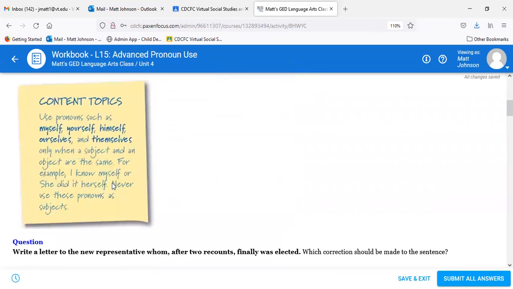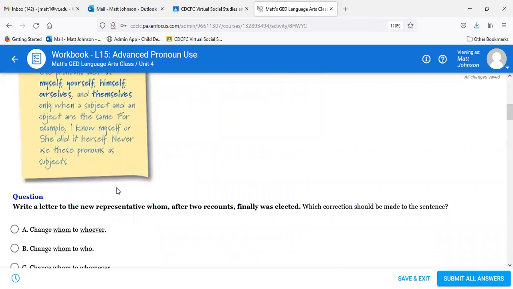So on to our content topics. Use pronouns such as myself, yourself, himself, ourselves, and themselves only when a subject and an object are the same. For example, I know myself, or she did it herself. Never use these pronouns as subjects.